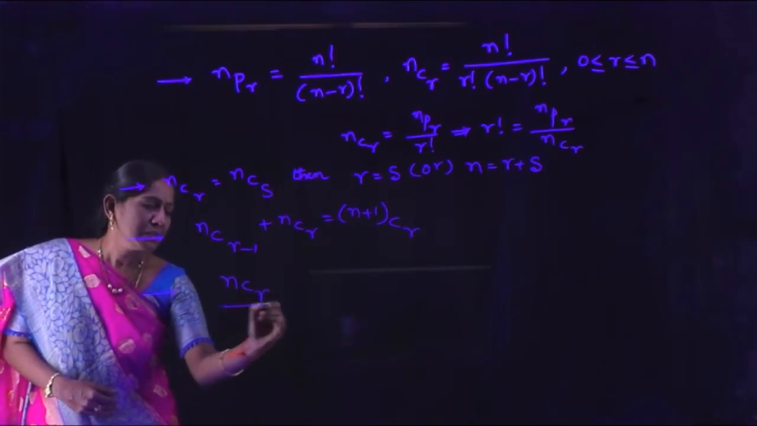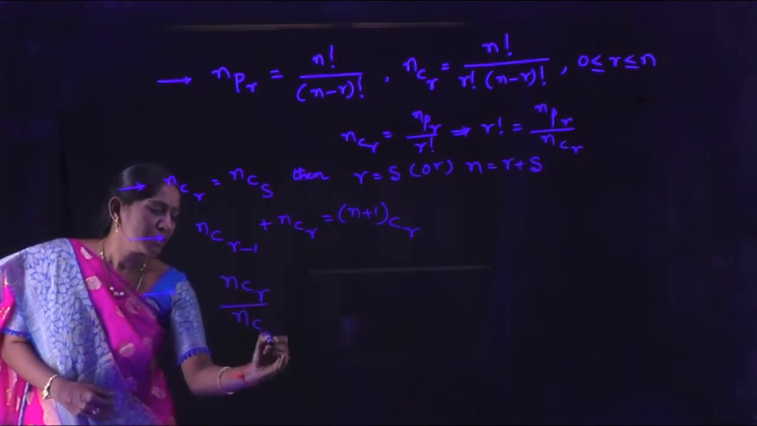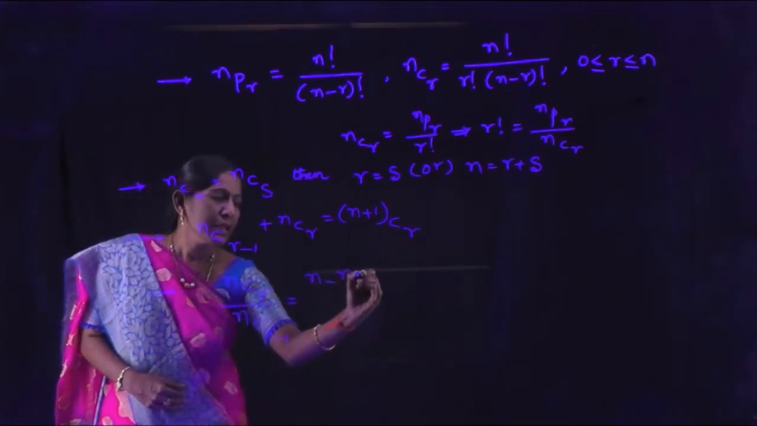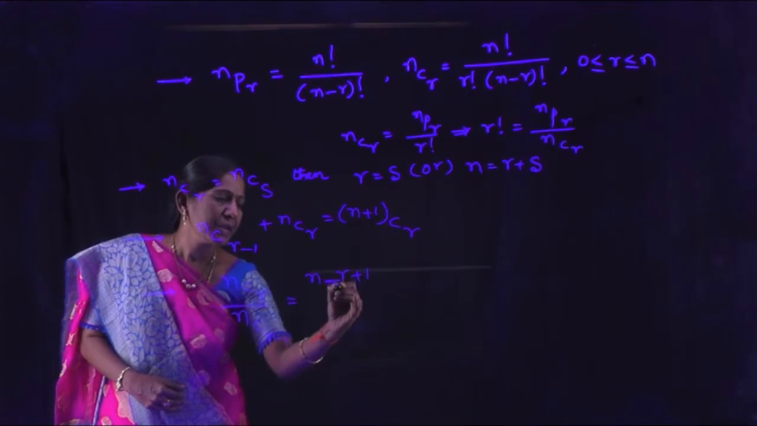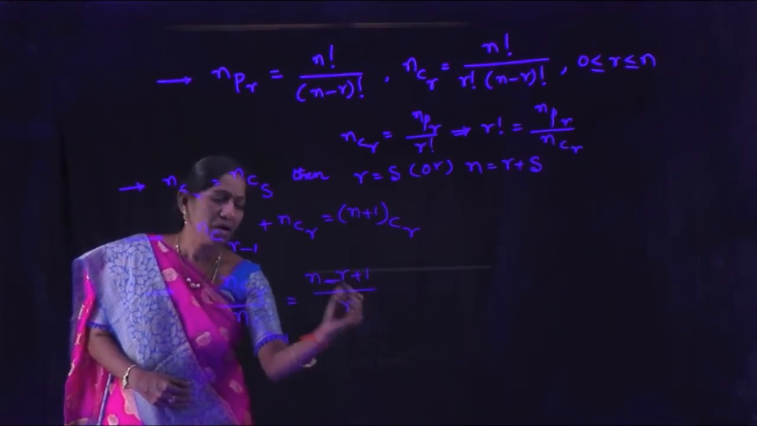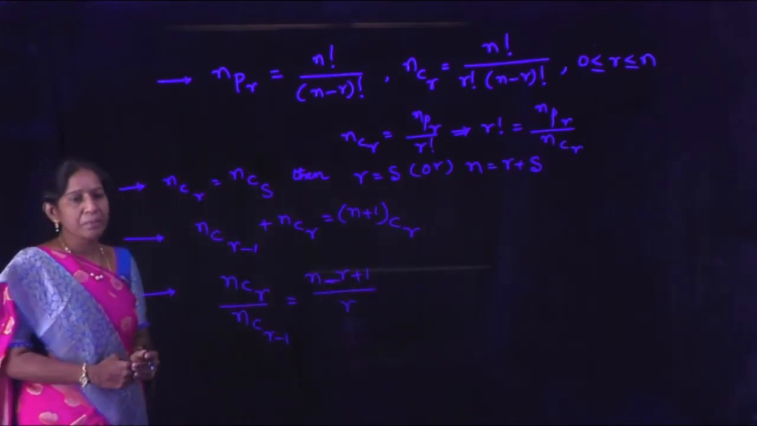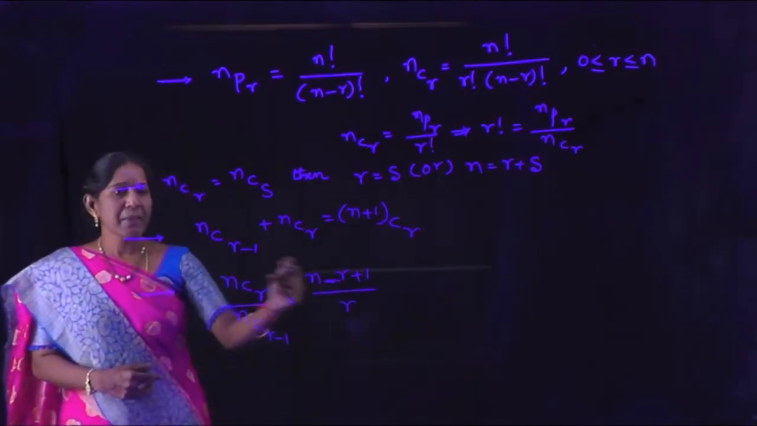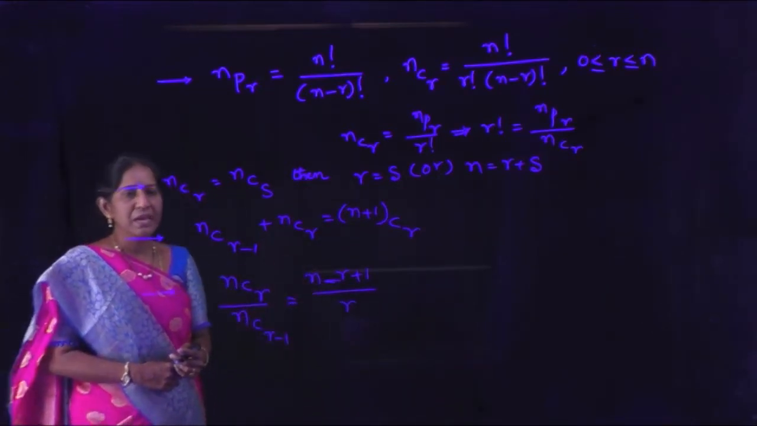nCr by nCr minus 1 is equal to n minus r plus 1 by r.